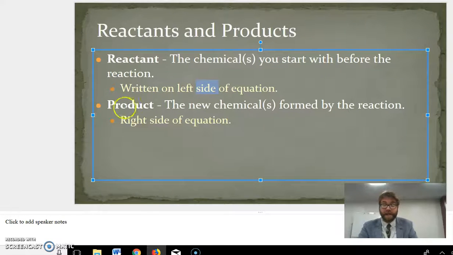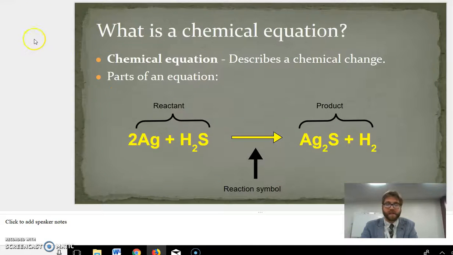On the right side, we have the products. The products are whatever you end with. They're whatever you created out of this chemical reaction. So the products are on the right side, and the reactants are on the left side. Now, we don't just have reactants and products. We also have the middle. The middle is called the reaction symbol, and the reaction symbol carries over the reaction. It symbolizes the reaction itself.